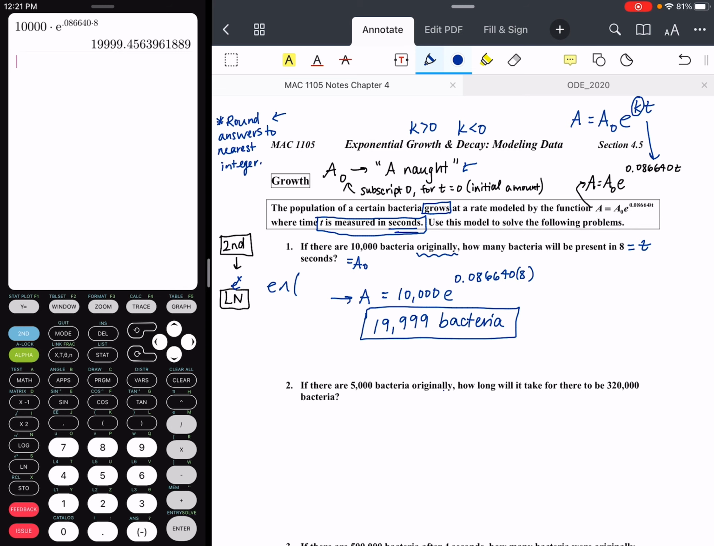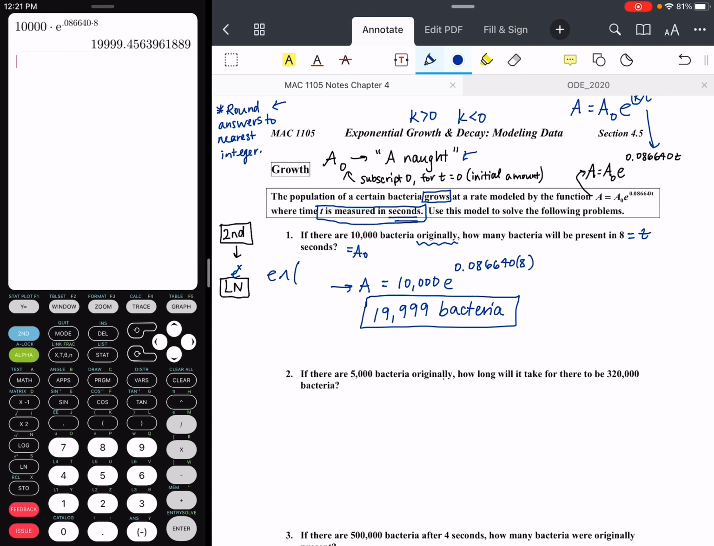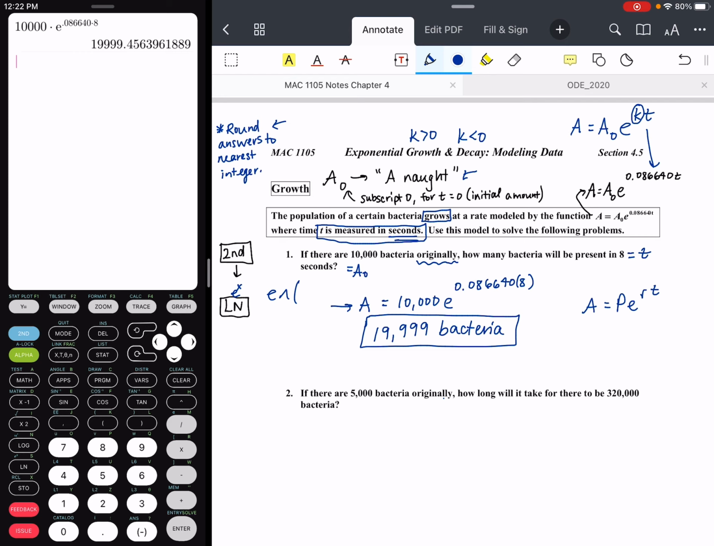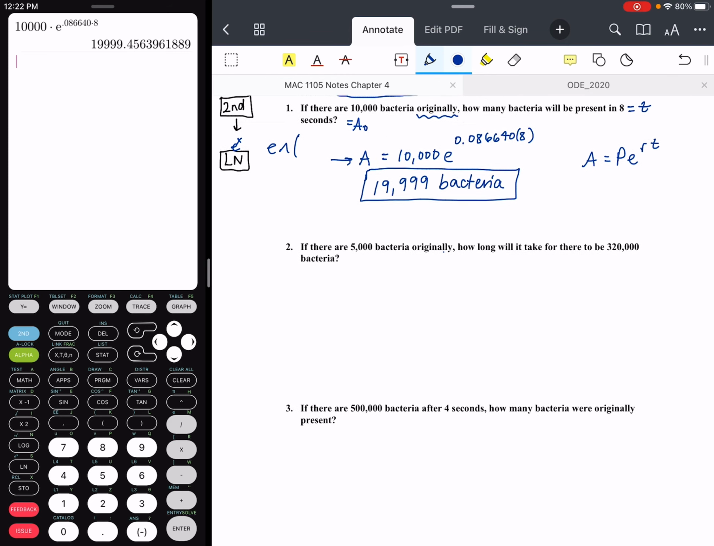Remember your units for your word problems. All right, so before we move forward into number 2, I also just want to point out, I know this model looks pretty scary. That's a super weird growth rate. The decimal's pretty bonkers. But this looks really similar to that PERT formula that we had before, right? So now just instead of P, we have A naught. We have that initial amount. And instead of R, our interest rate, we just have K for our rate. So it's that same kind of format. So I just wanted to point that out.